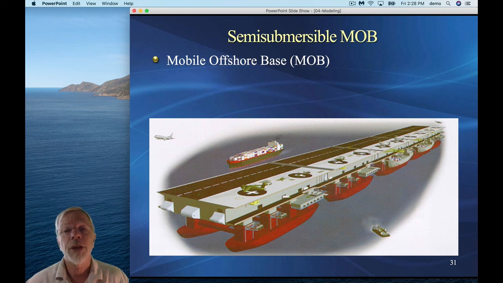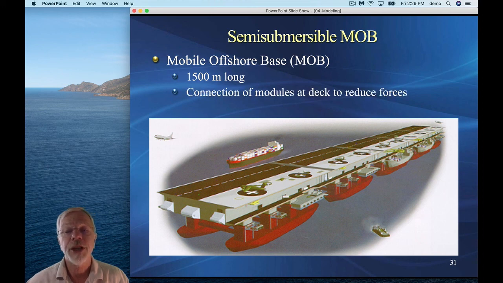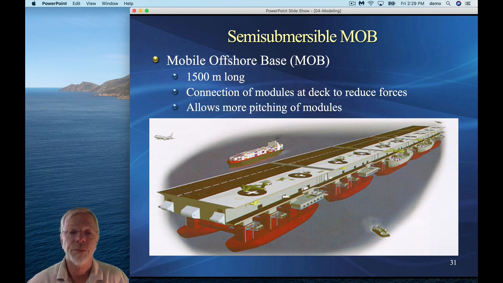The next example I want to talk about is the semi-submersible mobile offshore base that I talked about in a very early video in this series. This is the J. Ray McDermott example or concept. It involved 5 very large semi-submersibles connected together to form a 1,500 meter long mobile offshore base. The connection of the modules was at the deck level only to reduce the forces. However, because of that, it does allow more pitching of modules.